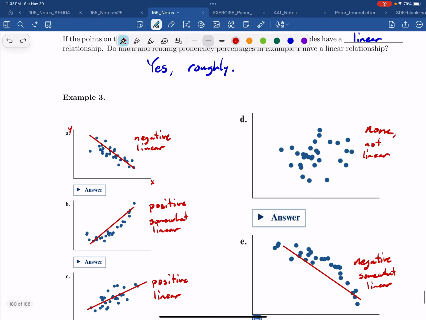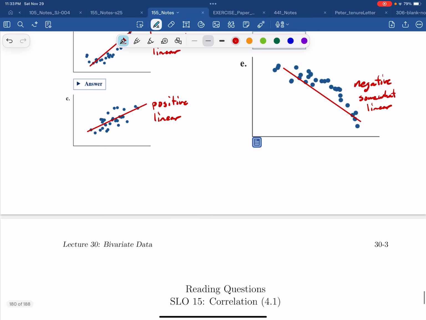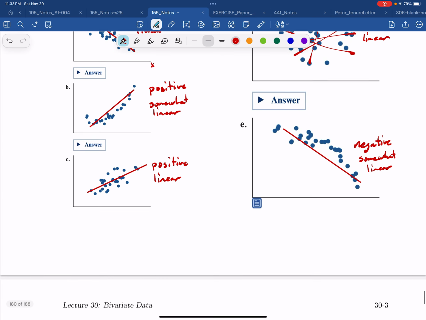And by the way, just to go a little bit more on Part D, the reason that Part D does not have a linear relationship is because any of these lines seem to represent the trend. There's no clear trend based on a single line. And that's all we've got for today.